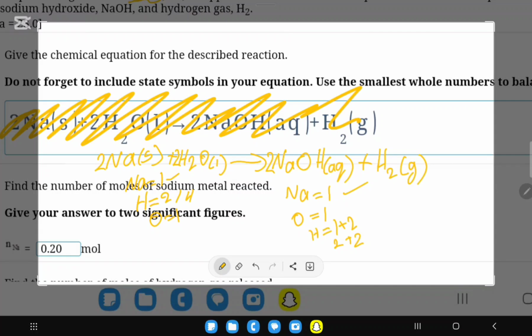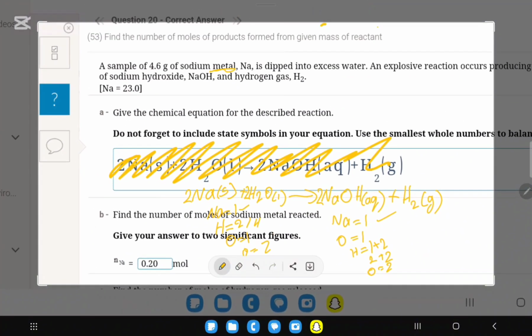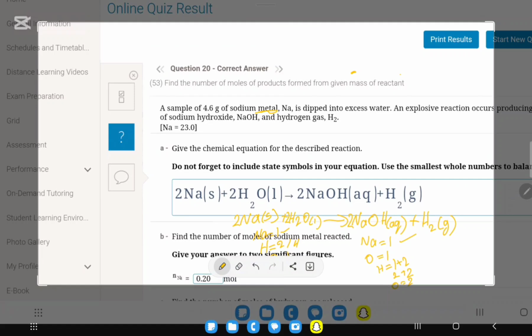Now we check for O. Now we have 2 O's here, and here O's 2 as well. So now it's balanced. And we can see it here, 2Na solid plus 2H2O liquid gives 2NaOH aqueous plus H2 gas. So it's balanced now.